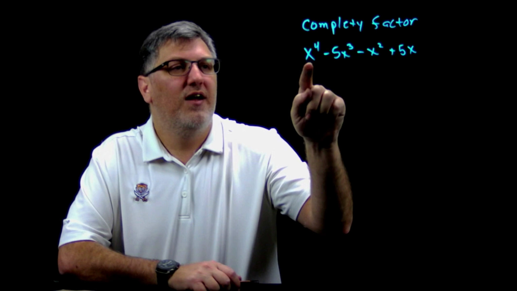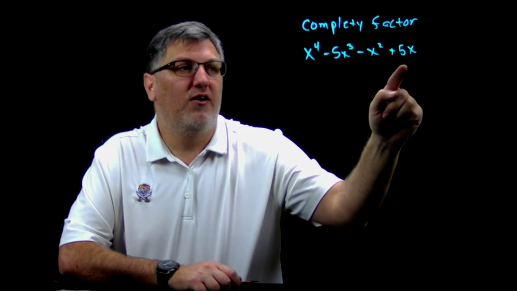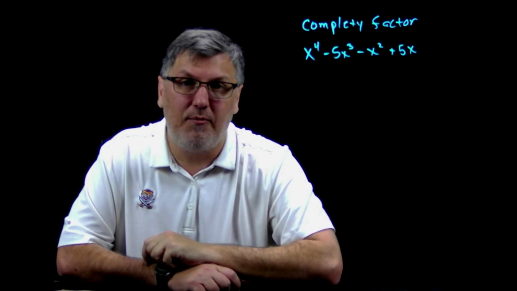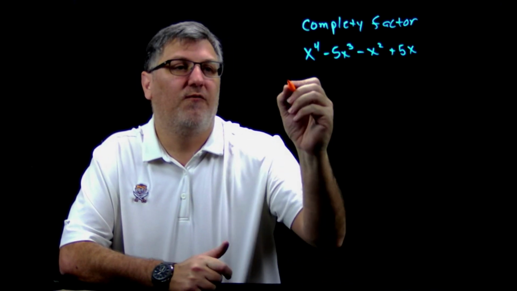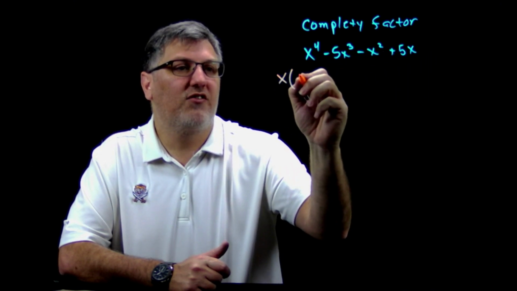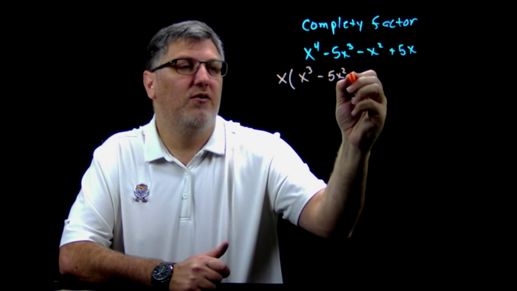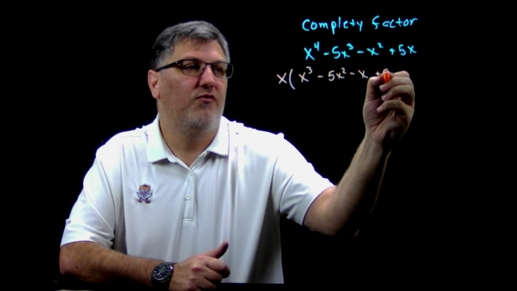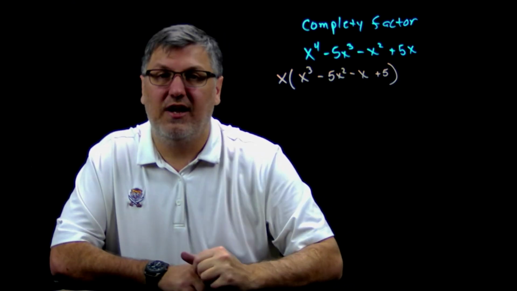So I'm going to look. I have x to the 4th, 5x cubed, x squared, and 5x. I have a greatest common factor of x. So I always factor the GCF first, and we're going to factor that out. So we have x times, now divide all these by x. I have x cubed minus 5x squared minus x plus 5. All right, so there's my GCF part.